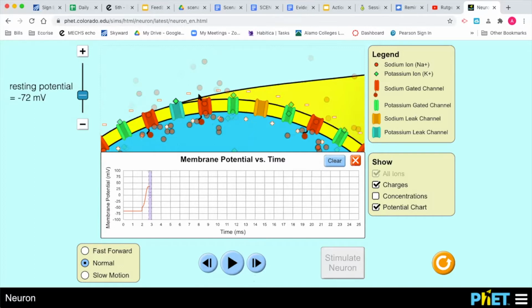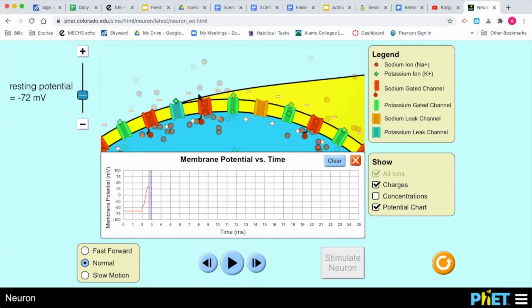So all those sodium ions came in, that changed the concentration. It also changed the distribution of positively charged particles outside versus positively charged particles inside. Something to keep in mind: there are negatively charged particles on both sides, but they never move. The charges are determined by the movement of the positive ions. So we don't ever indicate the negatives. We just have to know that they're there.